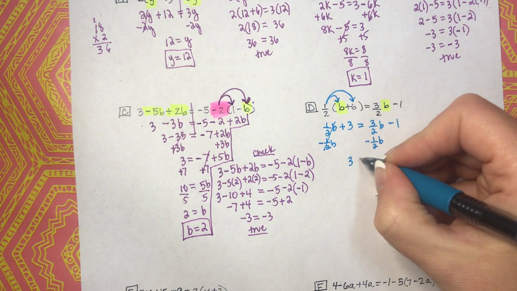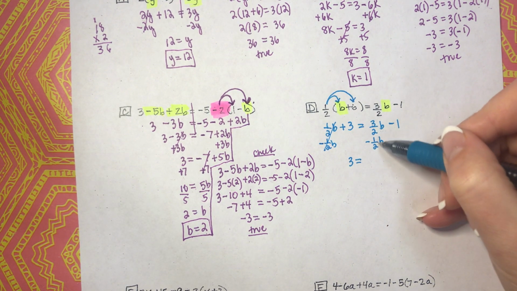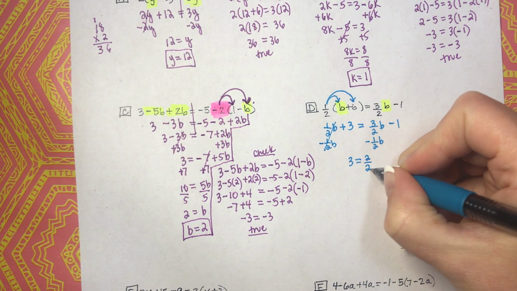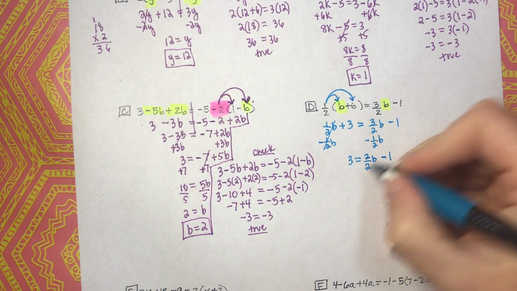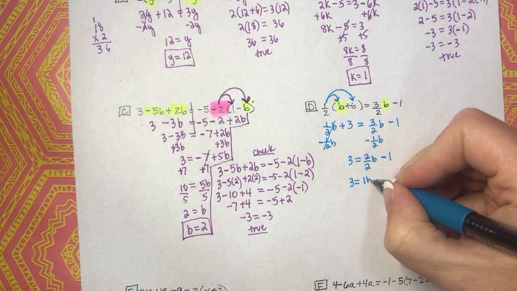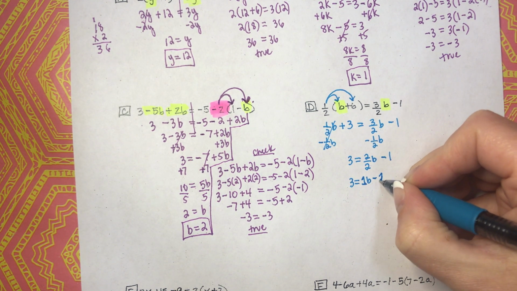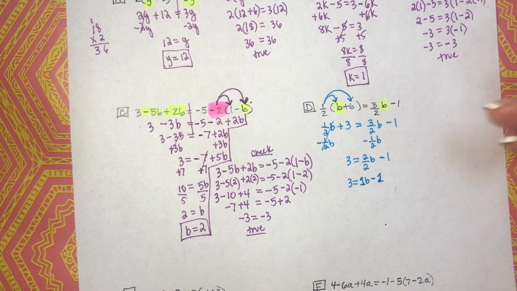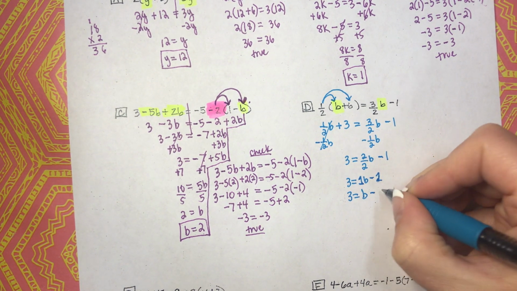We're left with 3 equals 3/2 b minus 1/2 b. There's a common denominator, so we're just going to go 3 minus 1, which is 2. Keep that common denominator of 2b minus 1. All right, so we have, what's 2 divided by 2? That would be 1b minus 1, right? And 1b is the same thing as b, not the same thing as 1. Sorry about that. So we really have 3 equals b minus 1.